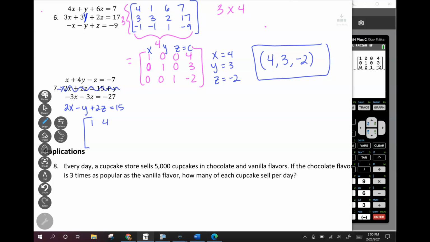That's going to be 1, 4, -1, -7. I'm going to do this -3 first because remember the order of your equations doesn't matter. You can swap out rows. There's no y in this equation, so we're going to put a 0 there.